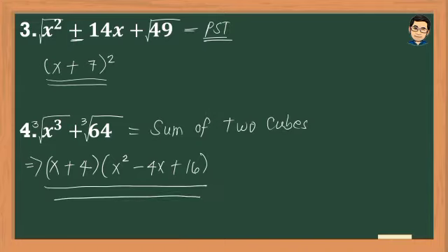So, para i-check kung tama ang sagot, ganun lang din ang gagawin natin kagaya ng difference of two squares. I-multiply natin yung dalawang first terms at dalawang last terms. So, kapag sum of two cubes, yung operation ng trinomial factor is alternate. Negative, positive.